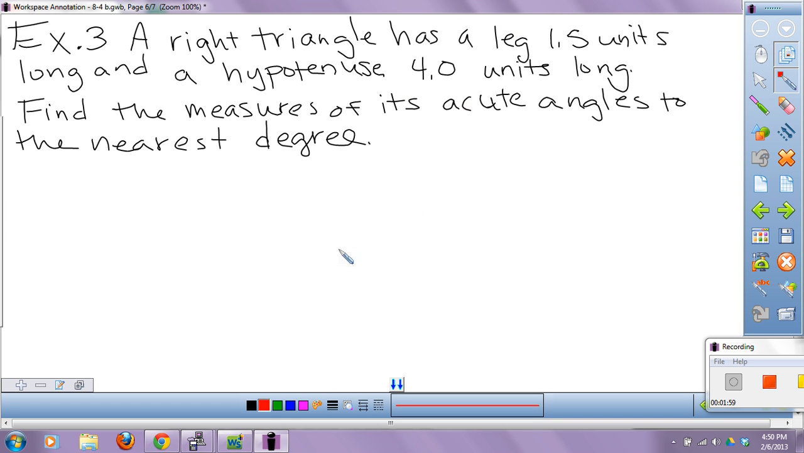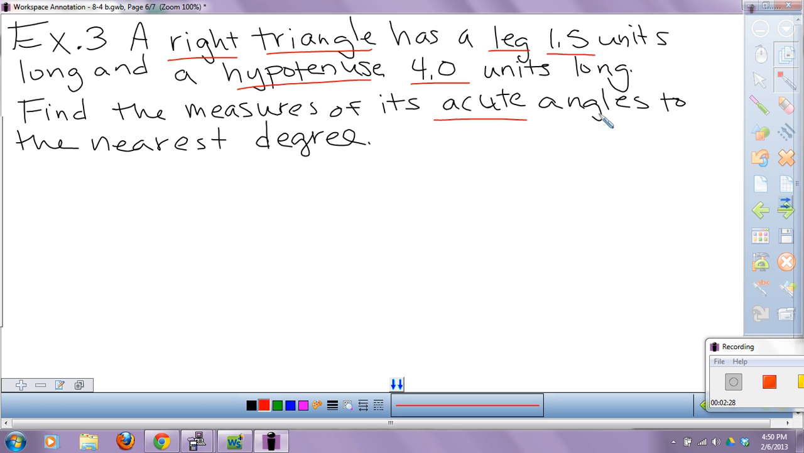Okay, so here we go. New stuff, new example. That means now you need to be writing. Of course, you can always abbreviate and put the important information. So here's what's important. A right triangle, and that is incredibly important, has a leg 1.5 units long and a hypotenuse 4 units long. Find the measures of its acute angles to the nearest degree.